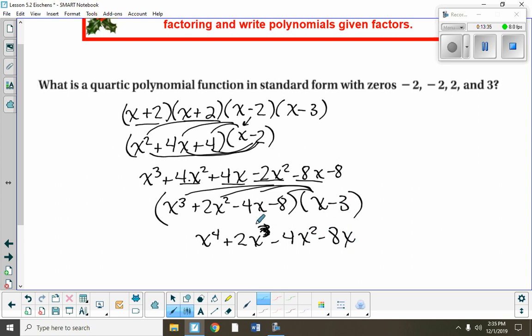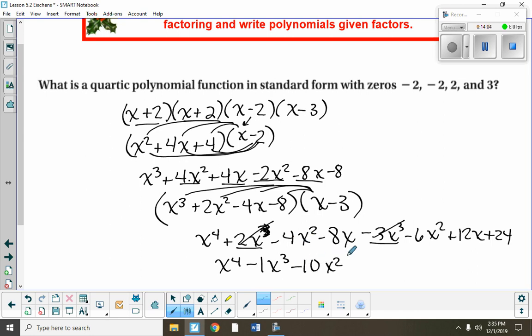And now we'll distribute negative 3 through everything. So negative 3x to the third minus 6x squared plus 12x plus 24. And combine like terms. So we have x to the fourth. 2x cubed minus 3x cubed is minus 1x cubed. I'm going to cross these out because this is a little bit long. Minus 4x squared minus 6x squared would be minus 10x squared. And then minus 8 plus 12 would be 4x. And plus 24. There we go. There's your function there.